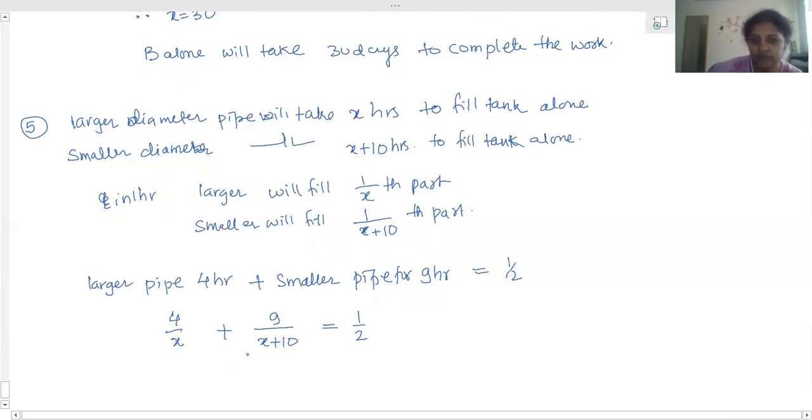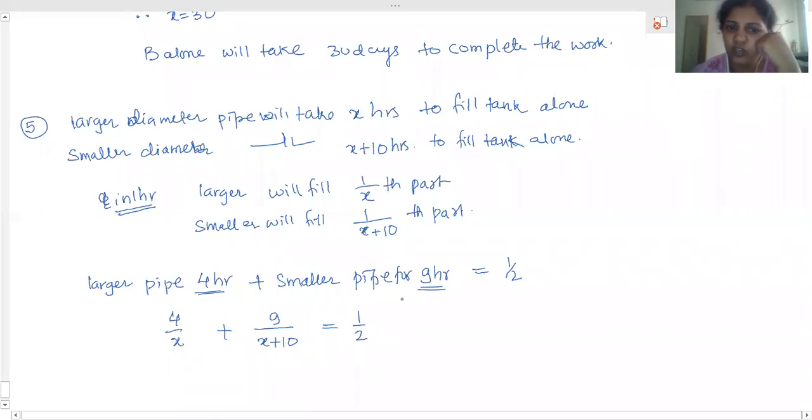I didn't understand this part. Larger pipe is used for 4 hours. So how much part of the tank will it fill? In 1 hour, it is filling 1 by X part. Yes. So this is in 1 hour. So for 4 hours, if it is working, how much part of the tank will it fill? Yes, ma'am, I understand. In 4 hours, it is 4 by X.